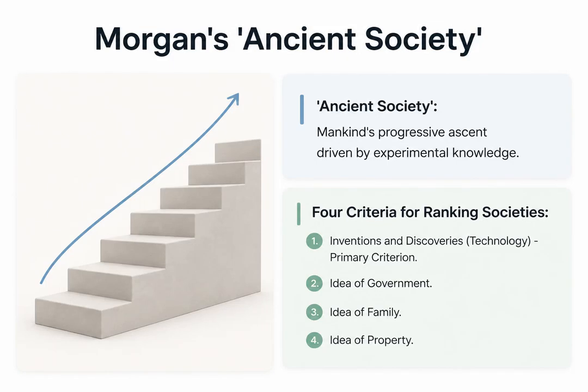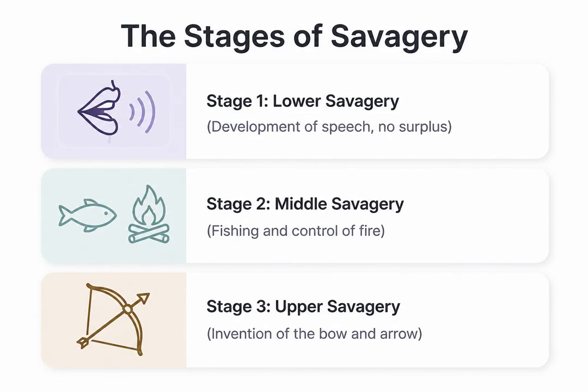All of these ideas culminated in Morgan's magnum opus, Ancient Society. He argued that human history is a progressive ascent up a ladder, driven by the accumulation of practical experimental knowledge. He ranked societies based on four criteria: their idea of government, family, and property, but most importantly, their inventions and discoveries. Technology was his primary criterion because it provides an undeniable, objective chronological sequence, like how the wheel definitively came before the steam engine. Using technology as the benchmark, Morgan divided human evolution into 7 stages.